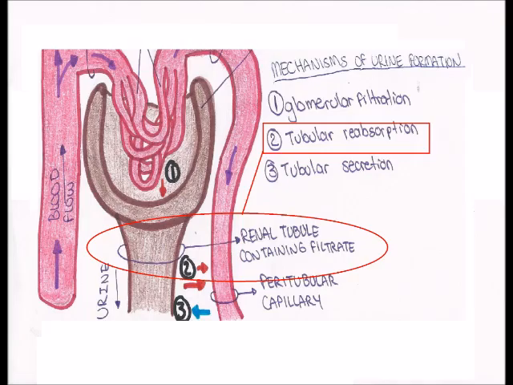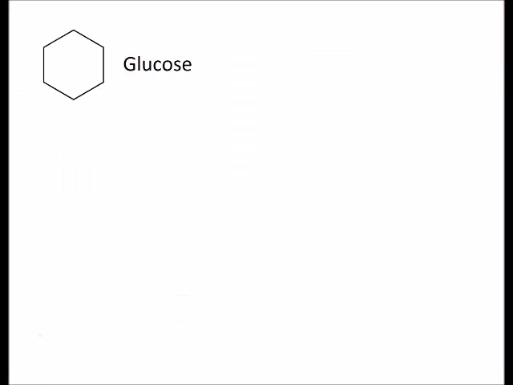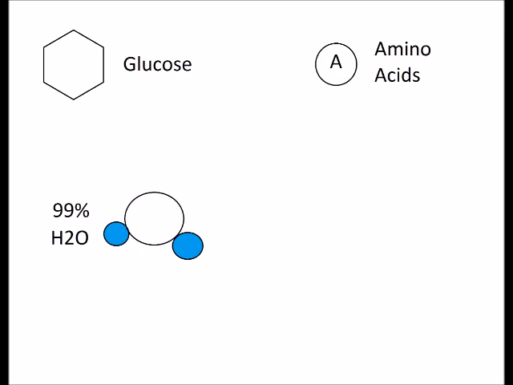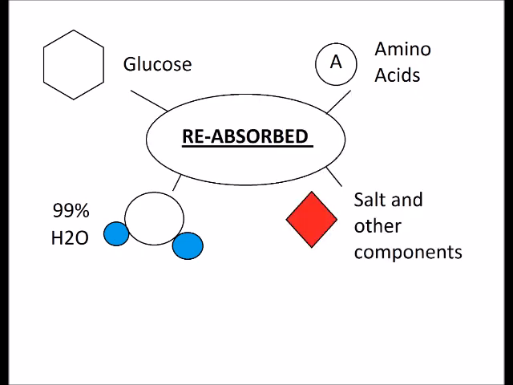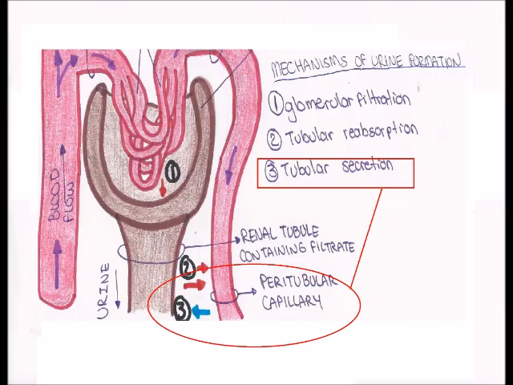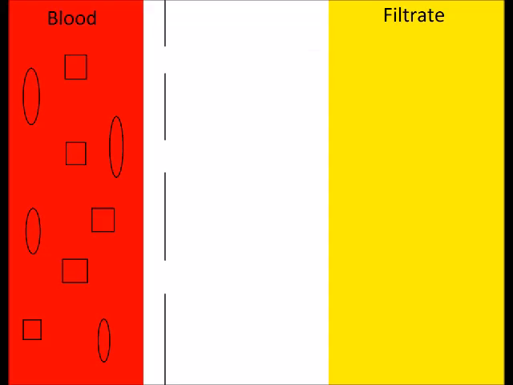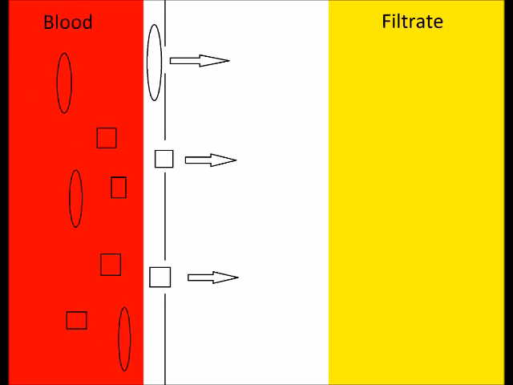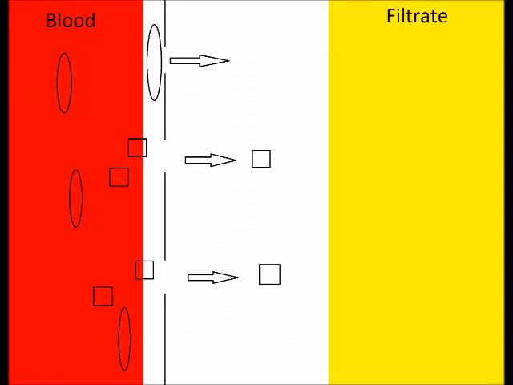Tubular reabsorption reclaims almost everything filtered, all of the glucose and amino acids, and some 99% of the water, salt, and other components as well. Anything that is not reabsorbed becomes urine. Tubular secretion is the process of selectively moving substances from the blood into the filtrate. Like tubular reabsorption, it occurs along the length of the tubule and collecting ducts.